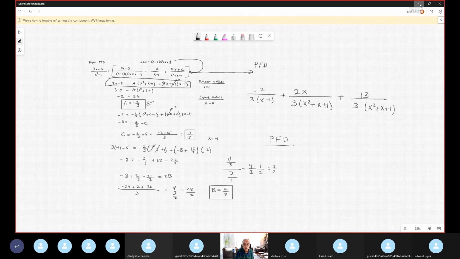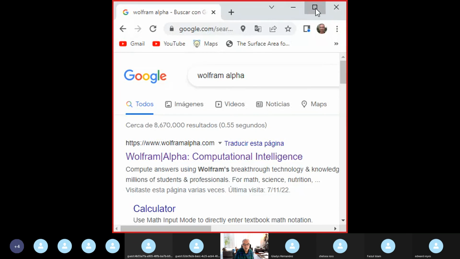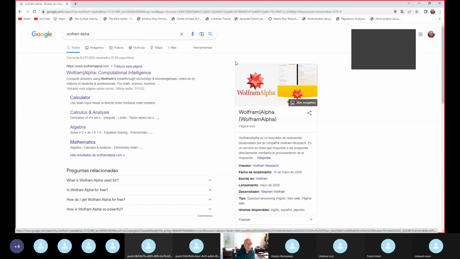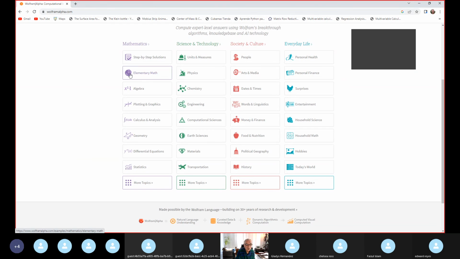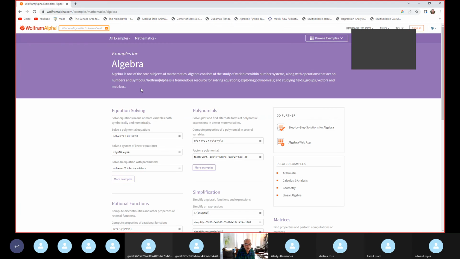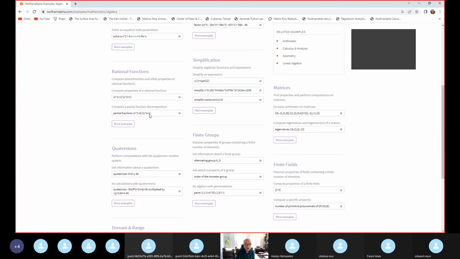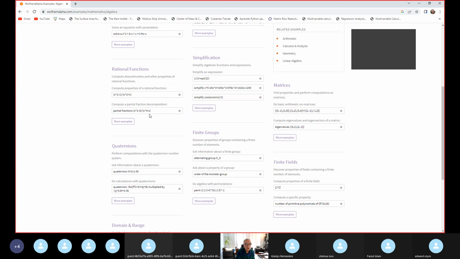Oh, there you go. This is my browser. Do you see my browser? Wolfram Alpha is the name of the website. Wolfram Alpha is fantastic, guys. You open that and you go to the algebra. In the algebra, you select an example. Let me see, I have rational function. Oh yeah, rational function. Okay.